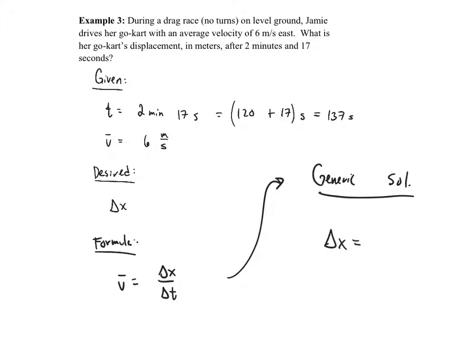So you're going to have delta t times the average velocity. Very good. Average velocity times delta t is our delta x. How do I get that? I just solved this equation. Think of delta t as a number.